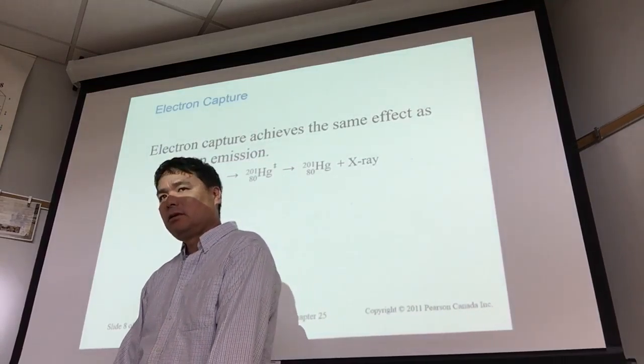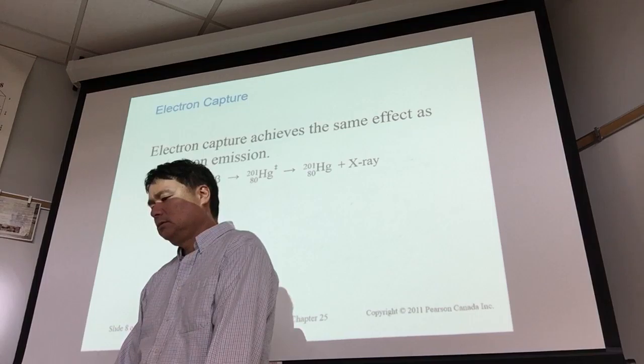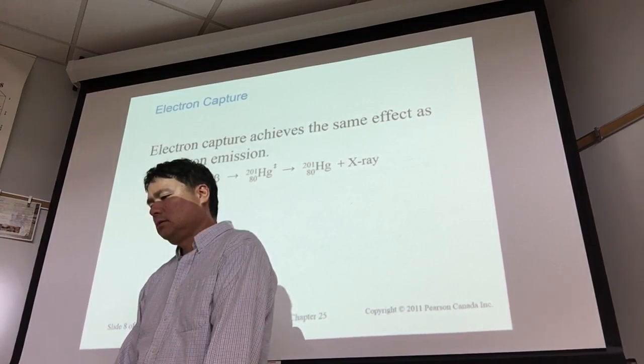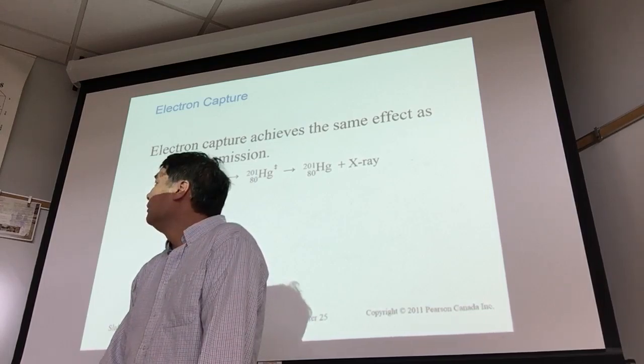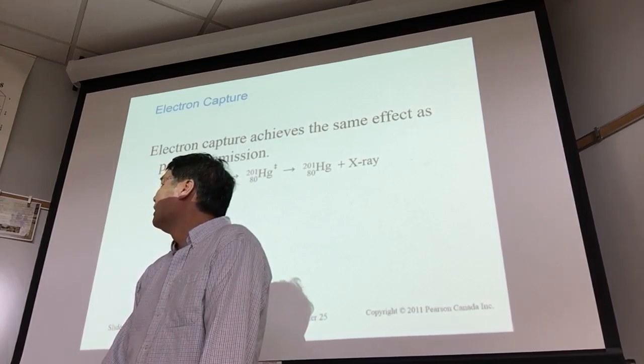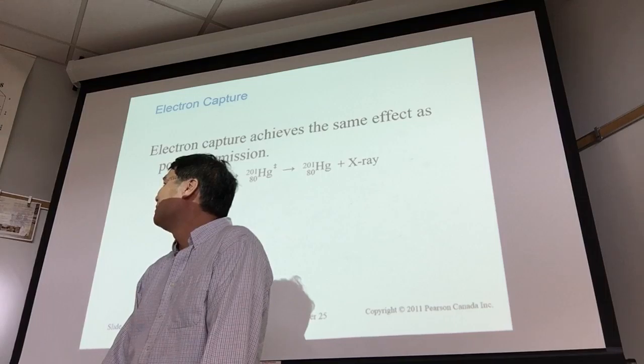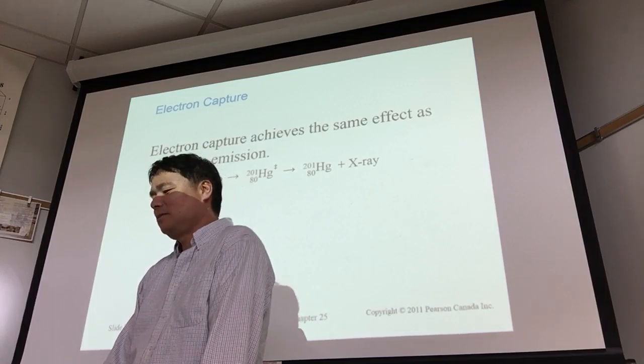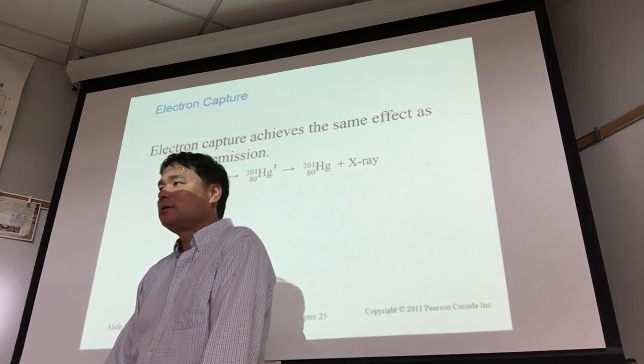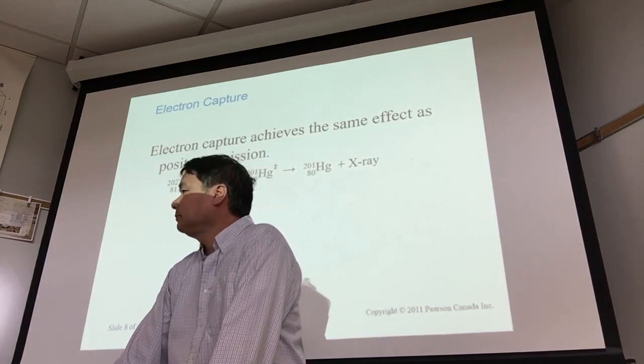I think there's a typo. It's supposed to be TL instead of TI. 81, we can figure that out. Yeah, you're absolutely right. 81 should be TL, which is thallium. TL is thallium.